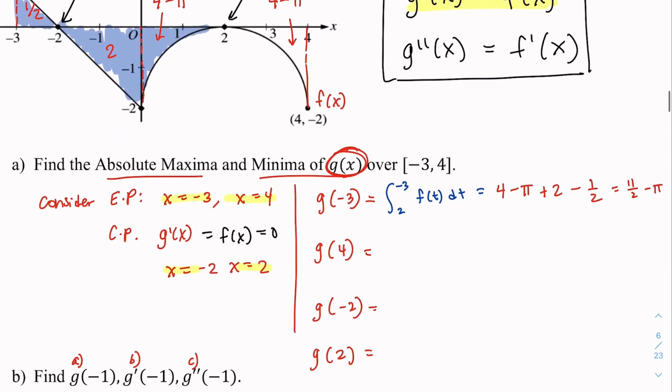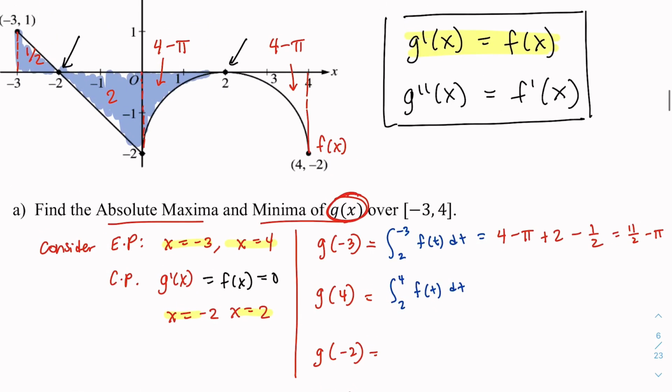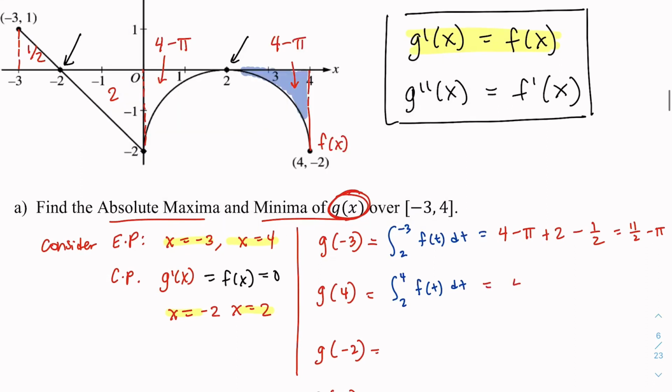Great, let's do g of 4. So g of 4 is the integral from, same deal, we're plugging in 4 where we see x. This time we want the area under the curve from 2 to 4. 2 to 4. Okay, easy enough. That's just going to be 4 minus pi.